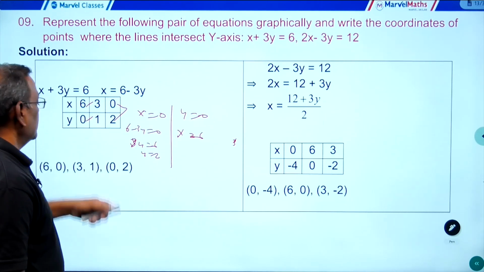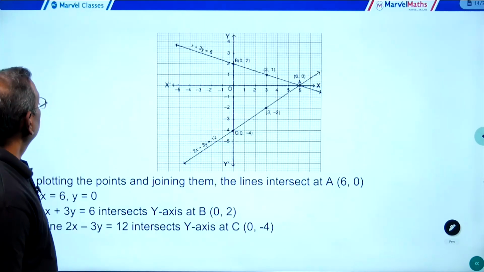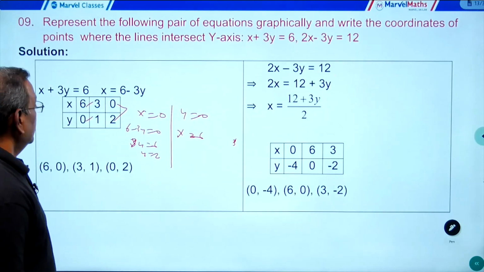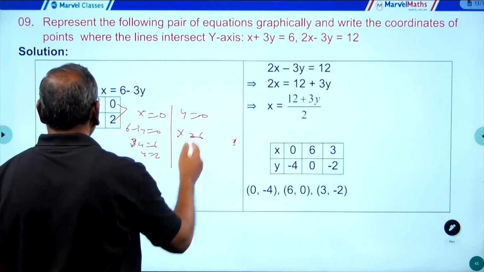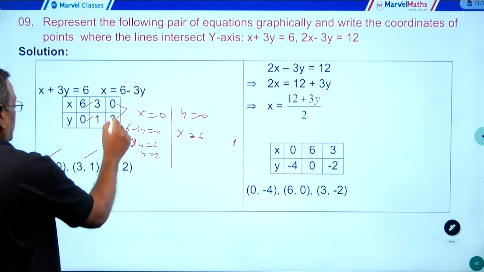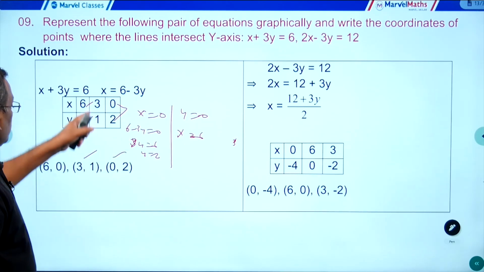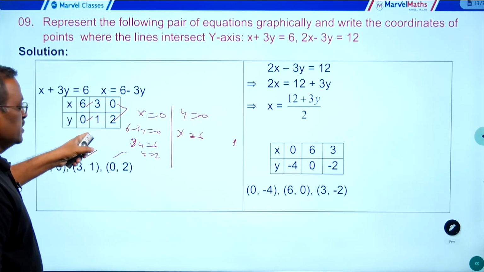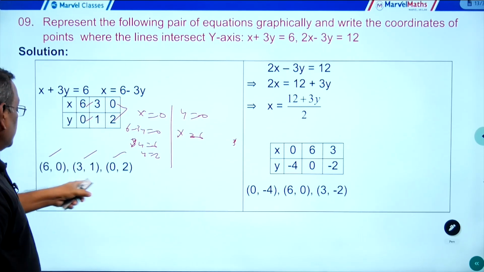And take any one random value. Next, a second equation. Now what are the points? The points are 6, 0, 3, 1 and 0, 2. Write one variable in terms of the other, take 3 points using the table and then write all the points from this table.